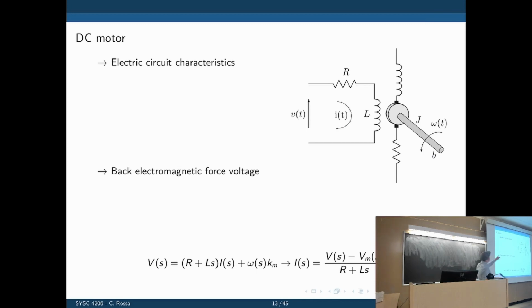So you can start with the electrical circuit. We know that the voltage input to the motor is current times R, the voltage drop across that resistor, plus the voltage drop across the inductor. And what is missing? We have the back EMF, a voltage applied from the rotating part back to the stator of the motor. That creates a voltage Vm of S.